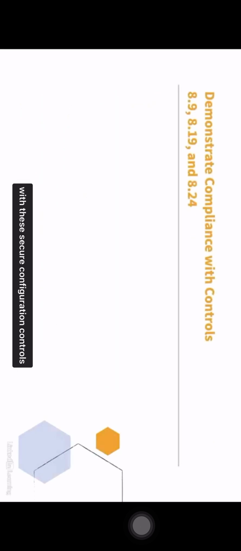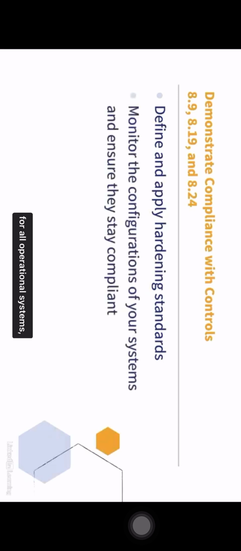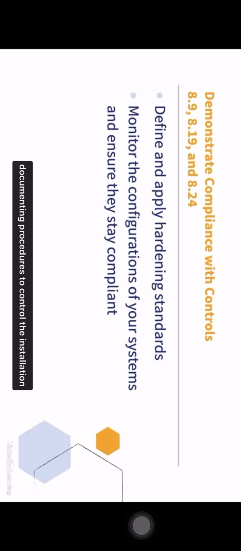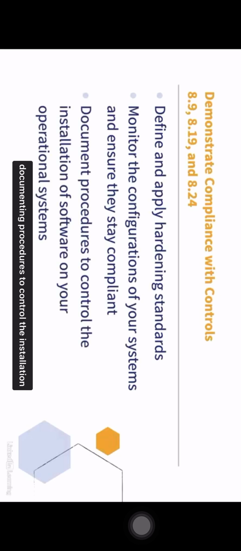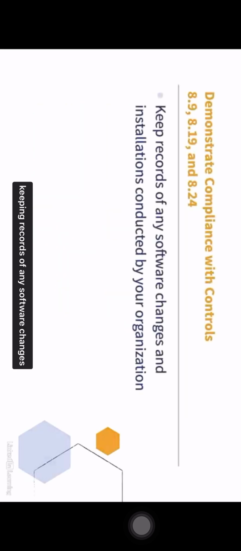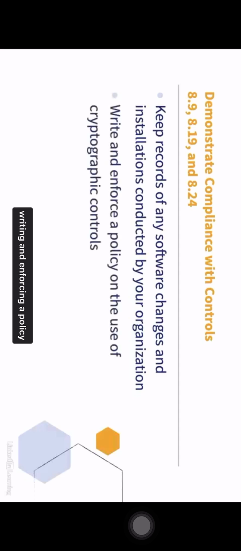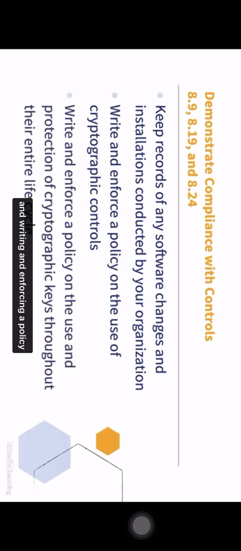You can demonstrate compliance with these secure configuration controls by defining and applying hardening standards for all operational systems, monitoring the configurations of your systems and ensuring they stay compliant with your hardening standards, documenting procedures to control the installation of software on your operational systems, keeping records of any software changes and installations conducted by your organization, writing and enforcing a policy on the use of cryptographic controls, and writing and enforcing a policy or standard on the use and protection of cryptographic keys throughout their entire life cycle.